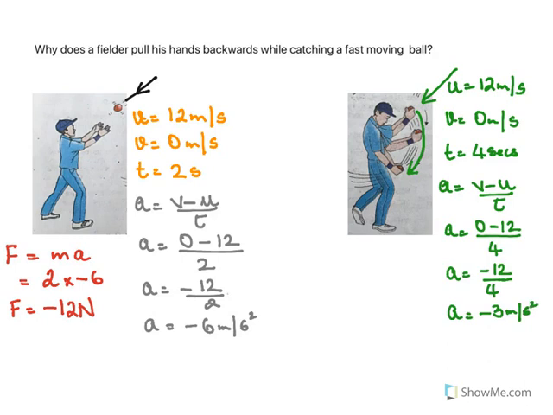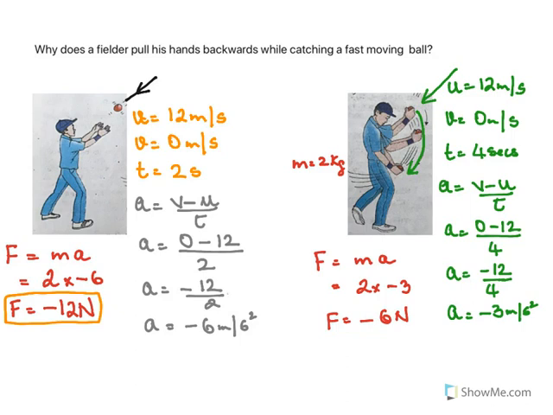Now let's calculate the force experienced by the player. So we have F equal to M into A, and if you remember, the mass of this ball we have taken as 2 kg. So we have 2, acceleration is minus 3, so the force experienced is minus 6 newtons. Let's compare both the forces. Here the player experiences a force of minus 12, while in this case he experiences a force of minus 6. So in this case he experiences less force. So he does not get hurt. The player's hands don't get hurt.